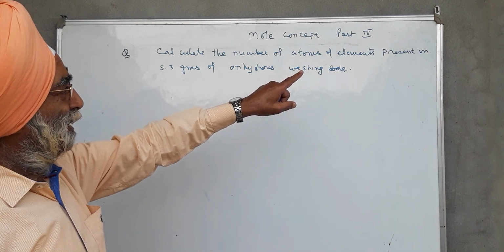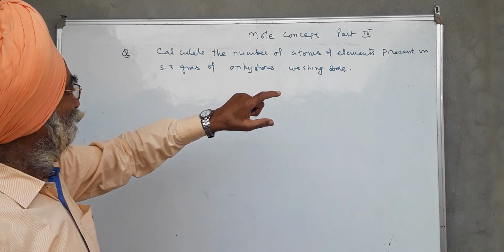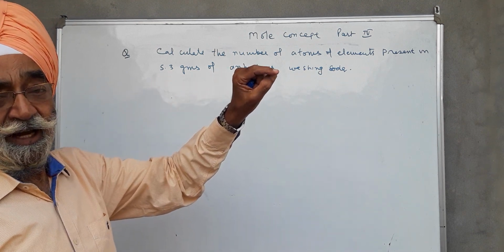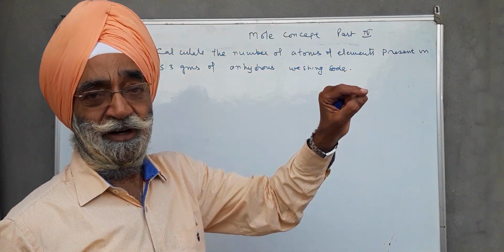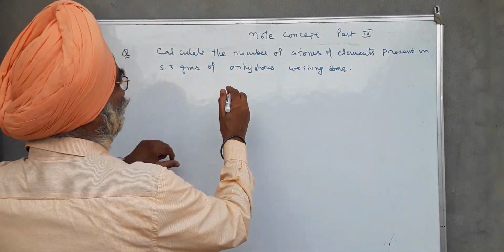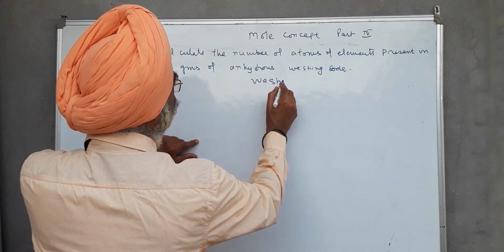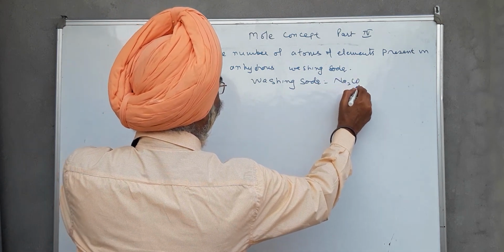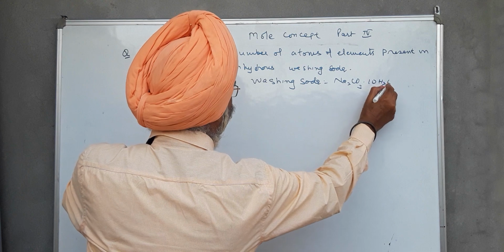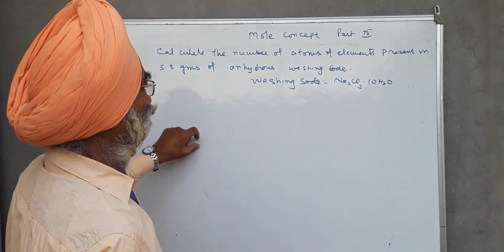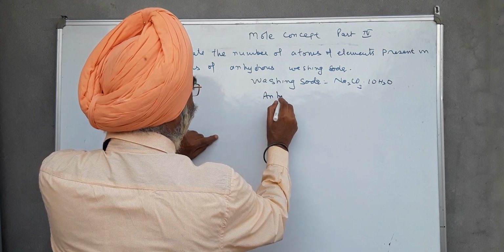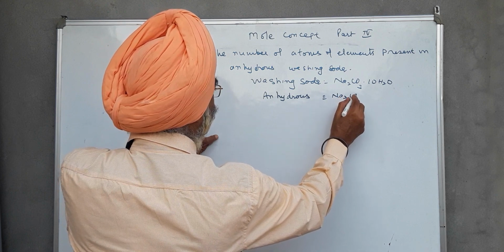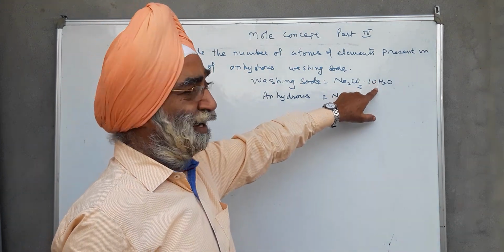Calculate the number of atoms of elements present in this amount of anhydrous, which does not have any molecule of water of crystallization. This washing soda is sodium carbonate with 10 molecules of water of crystallization. So anhydrous means without. Anhydrous is Na2CO3. This water has evaporated.